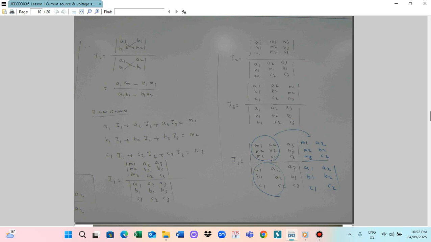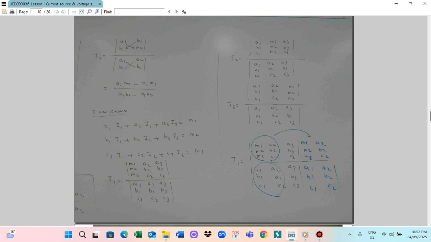So that way the first column will be N1, N2, N3. Second column A2, B2, C2. Third column A3, B3, C3. And this is also the formula, A1, A2, A3, B1, B2, B3, C1, C2, C3. So this is how you can calculate the I1.